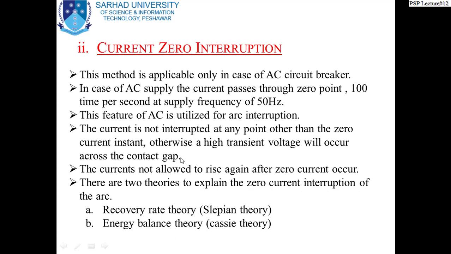Current zero interruption. This method is applicable only in case of AC circuit breaker. In case of AC supply, the current passes through zero 100 times per second at a supply frequency of 50 Hertz. You see, in each AC cycle, in one cycle, the current passes through two zeros, right? So it means that if we have a 50 Hertz system, the current will be passing through zero point 100 times per second.